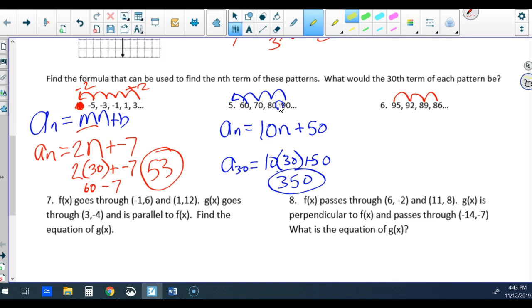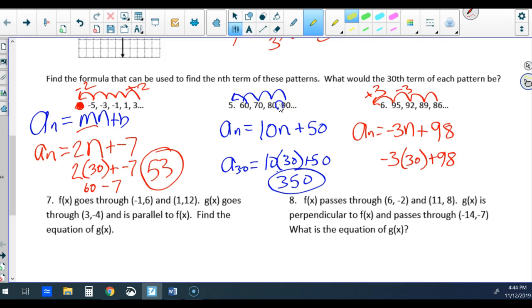And the last one, we are counting, let's go back to red, down by 3s, it looks like in this pattern. So negative 3n plus, I'm going minus 3 to the right. That means if I back up to the 0th term, I need to add 3. So 98. And now I plug in 30. Negative 3 times 30 plus 98.